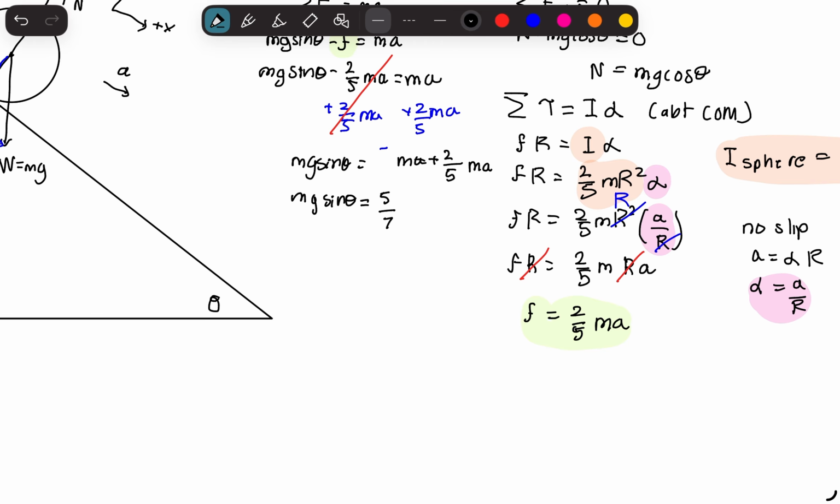Or this is going to be you having 7 over 5 ma. Or no, 5 over 5 ma. So then if you add those, you get 7 over 5 ma. And this is going to give you 7 over 5 ma. So then you have a is equal to 5 over 7 g sine of theta. So your answer is 5 over 7 g sine of theta.